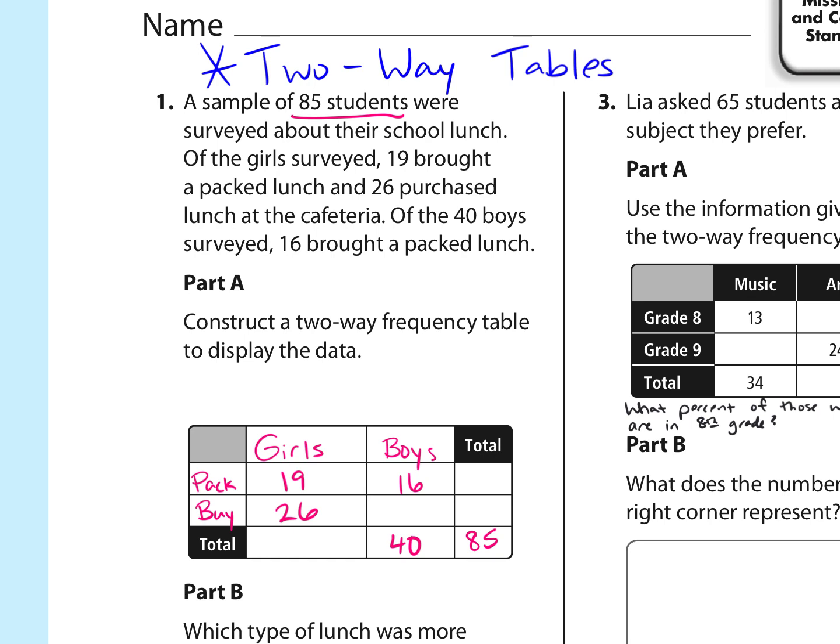So now I need to fill in the rest of this information just by adding and subtracting. So I know this, 19 plus 16 is 35. I also know 19 plus 26, the girls, are 45. I also know that in this total on the right column, 35 plus 50 gives a total of 85. And in this buying row, 26 plus 24 gives a total of 50.